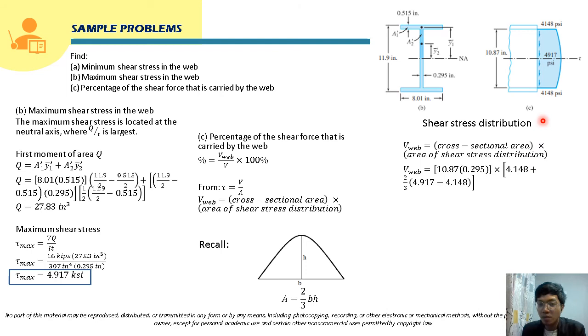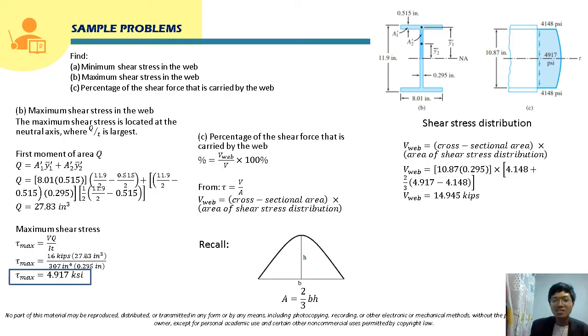Okay, and para dun sa parabolic na portion, that will just be 2/3 nung base, which is 1, and then yung height, class, ay 4917 minus 4148 para dito sa height na to. Itong height na to. Okay? Ayan, so these will be the values para dito. Okay, so solving for the shear force carried by the web, this is 14.945 kips.